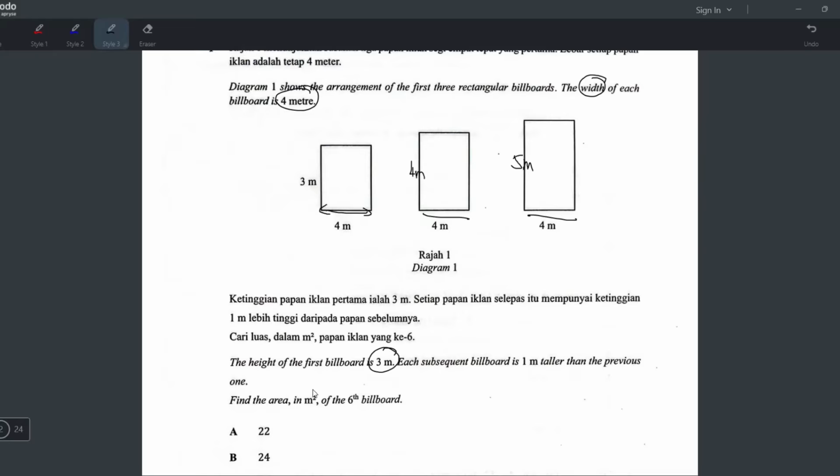Now they ask to find the area in meter square of the sixth billboard. I think first I have to find the height of the sixth billboard. The height of the first billboard is 3 meter, the next one is 4, the next one is 5. Keep going: first, second, third, fourth, fifth, sixth. So this is the height of the sixth billboard.